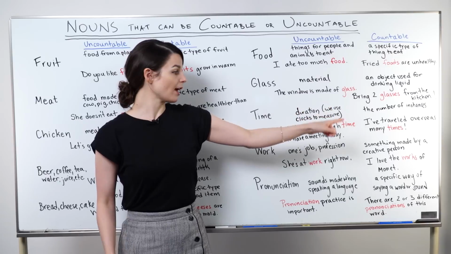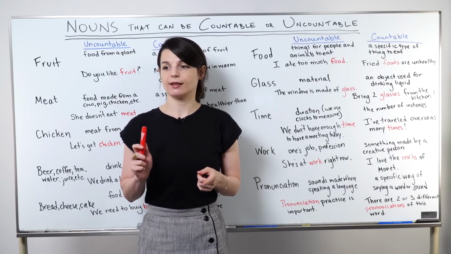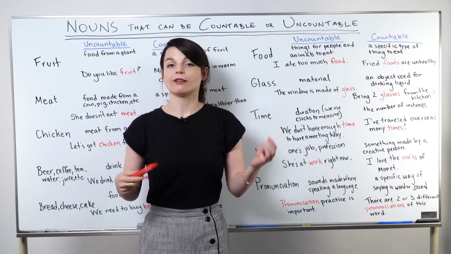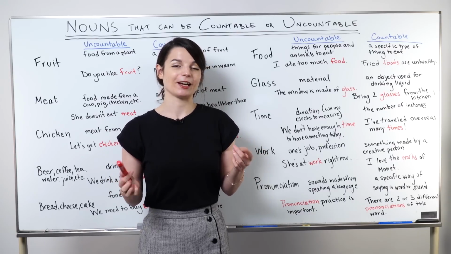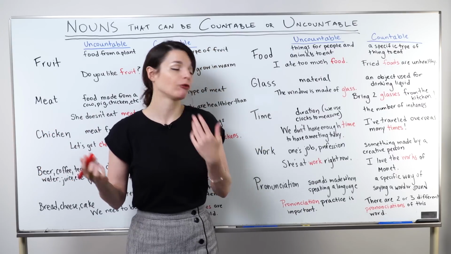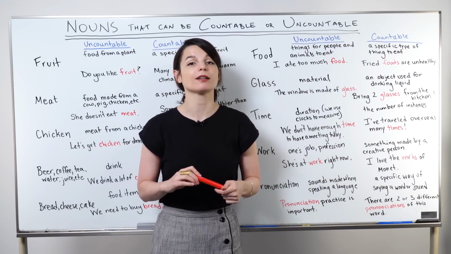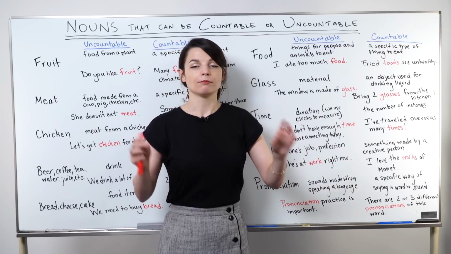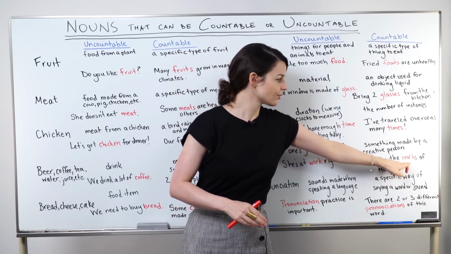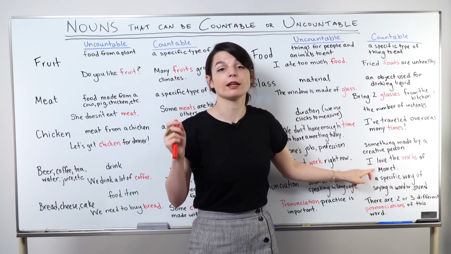However, as a countable noun, work means something made by a creative person. So this is like an artist, a musician, an illustrator, whatever kind of creative work it is. I've just used it there. We use work to talk about the things that are made by that person. For example, I love the works of Monet. So works here means the things created by Monet. I use the here because I'm talking specifically about the things Monet made.